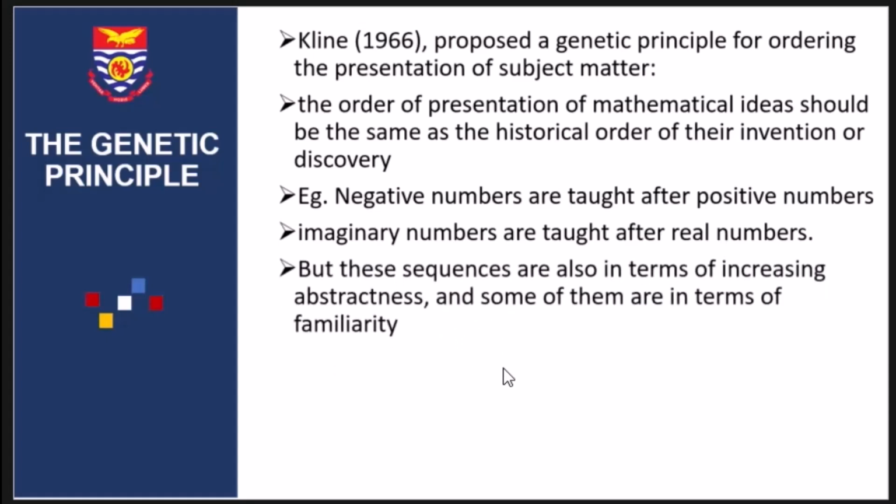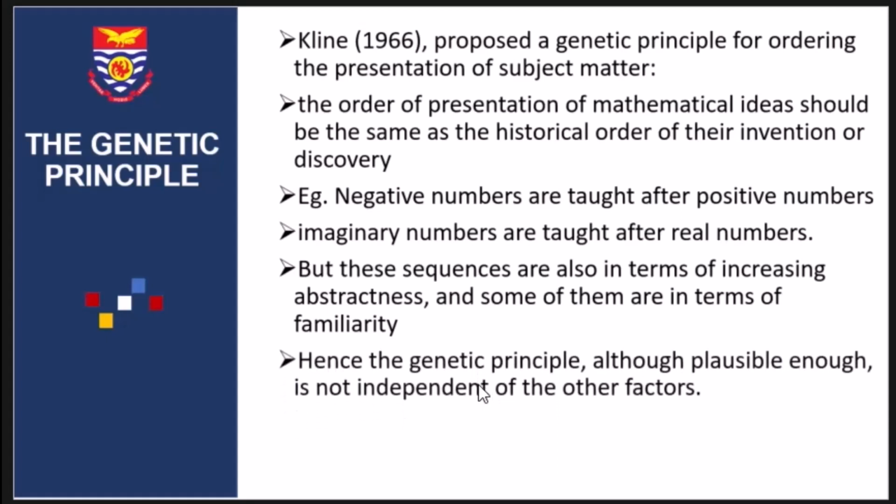And this principle, the sequence, is also in either increasing abstractness or familiarity, and we can relate them to it, because students know how to count, and counting deals with positive numbers, so we can also relate it to what? Familiarity and then abstractness. Hence, the genetic principle, although plausible enough, is not independent of the other factors. So we are saying that this principle sometimes takes into account the other factors that we have talked about.